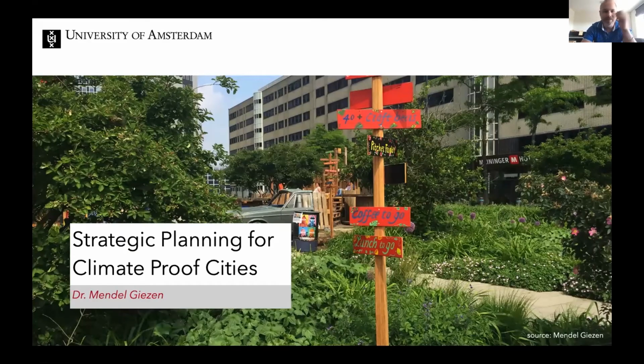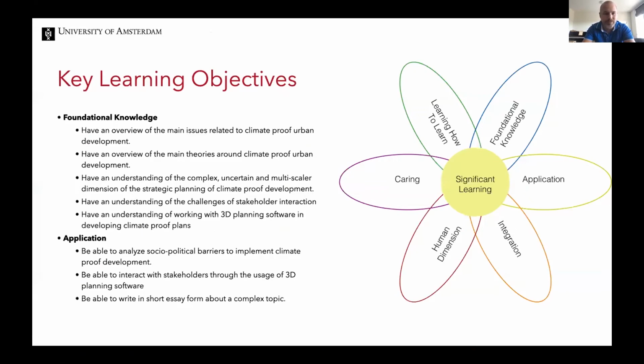Yeah, very good. So this is, of course, Strategic Planning for Climate-Proof Cities. It's in the Master of Urban and Regional Planning at the University of Amsterdam. And last year, I only used the climate game. And so this year, I thought I'll try and integrate a bit more the Tygron engine in the course.